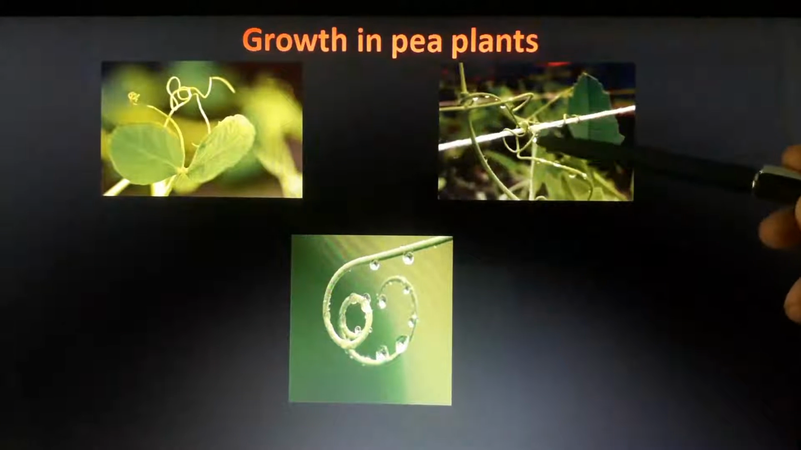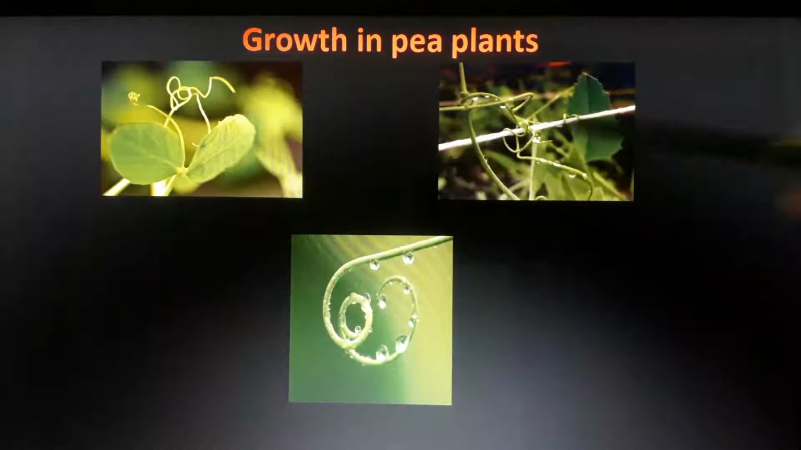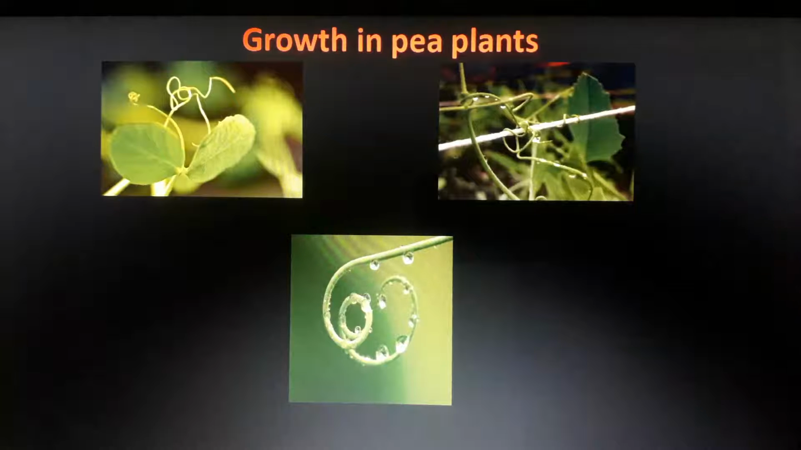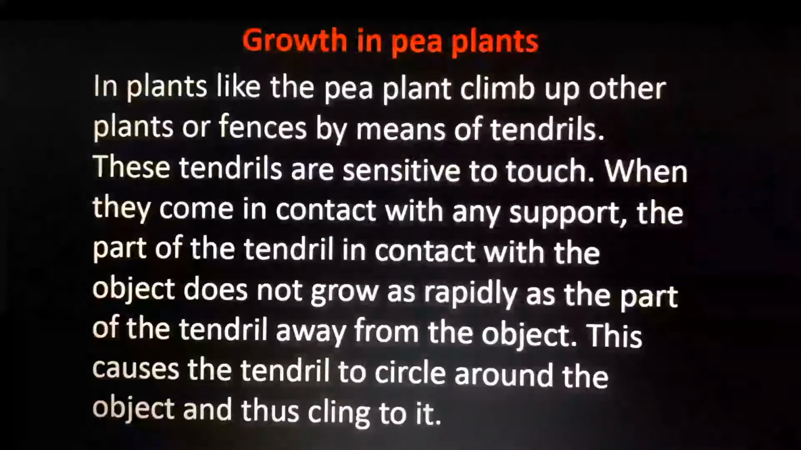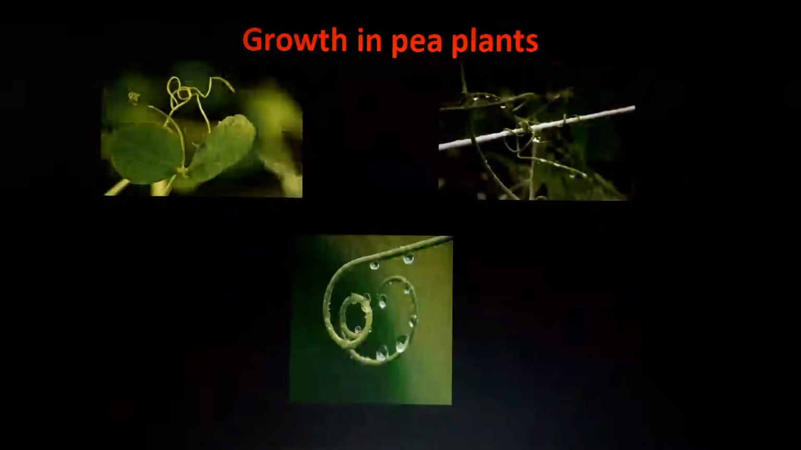See, if it's touching this particular, what is this? It's a string, isn't it? It's touching the string, so it is very sensitive, so it will start to bend. It is a slow process. Understand? It is not a very fast process. See, these tendrils are sensitive to touch. When they come in contact with any support, the part of the tendril in contact with the object does not grow as rapidly as the part of the tendril away from the object.